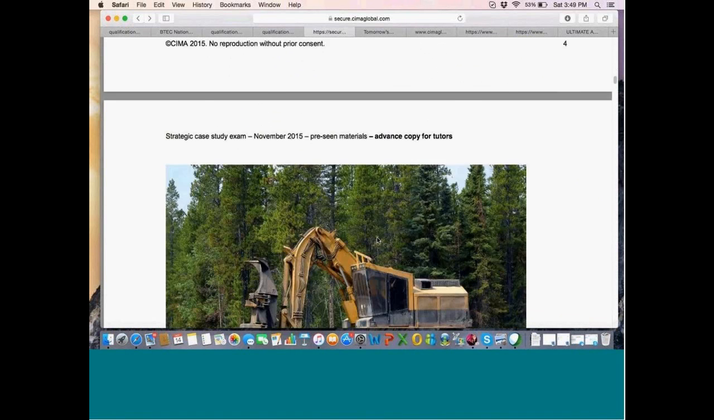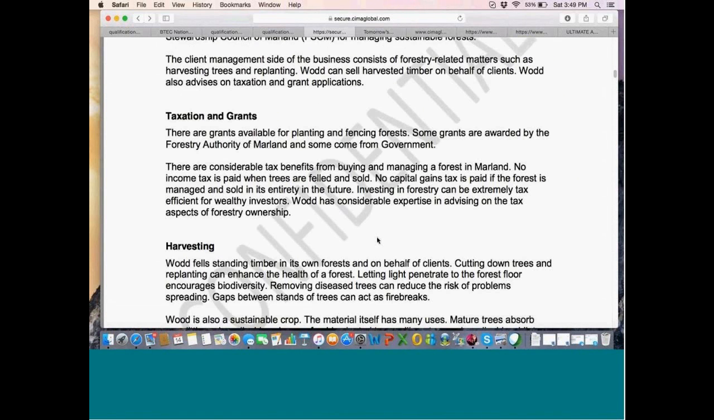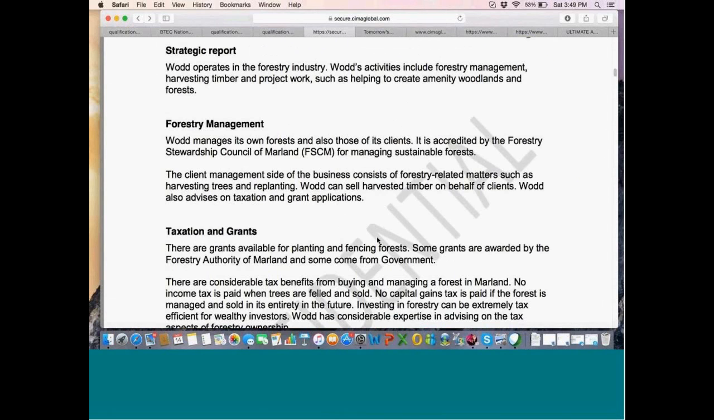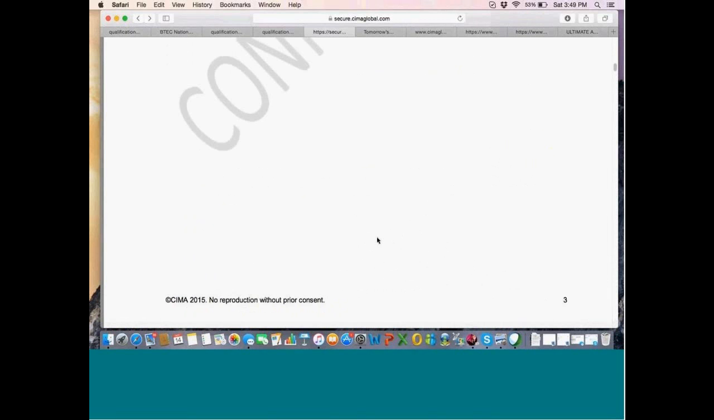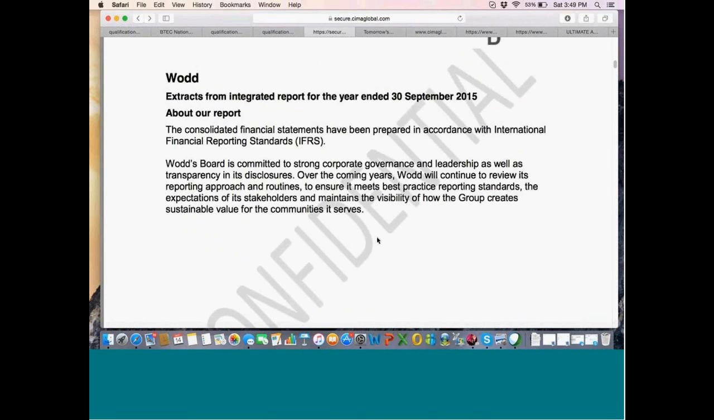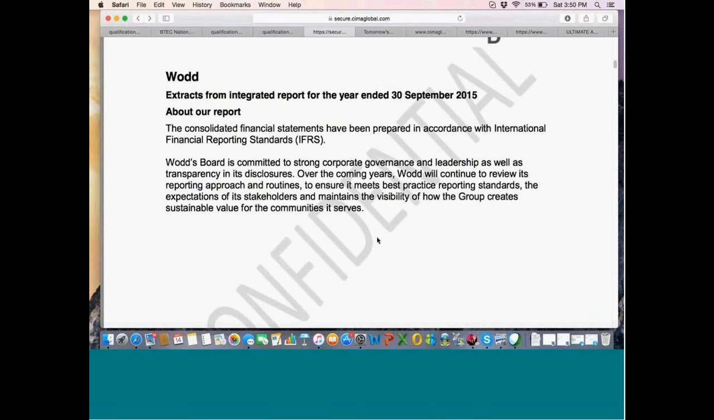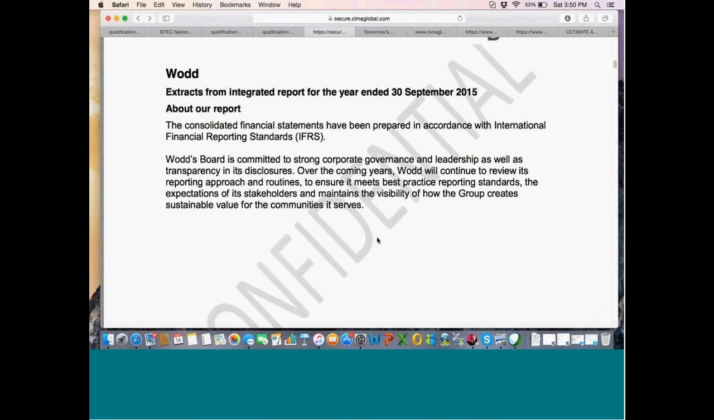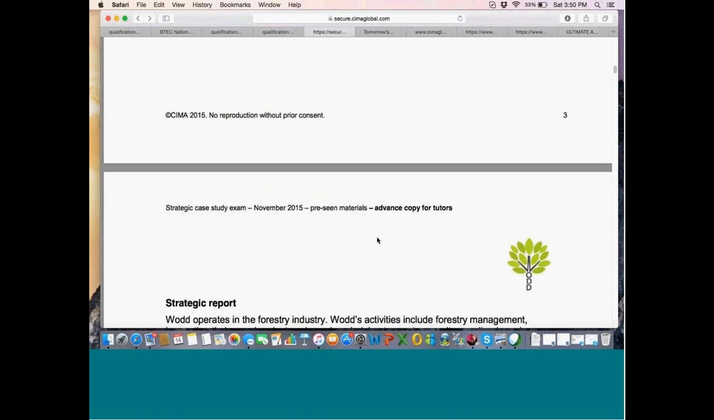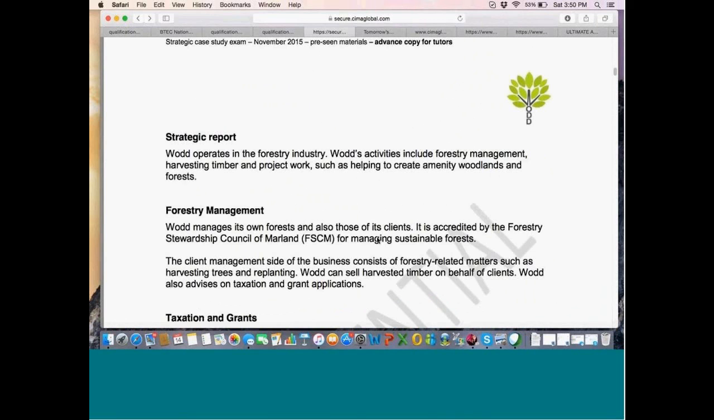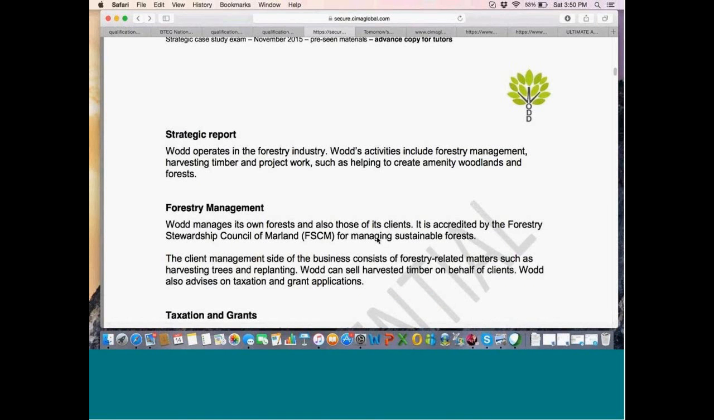Now, another tip is the amount of space given to this topic, right? Because look at this: extracts from the integrated report are below. They're talking about the extracts on one page, and the second page is all about those extracts, right? And this means the examiner is going to be quite interested in what you have to say about an integrated report.